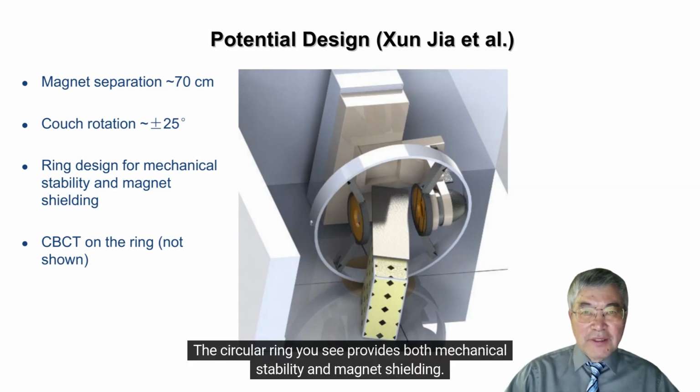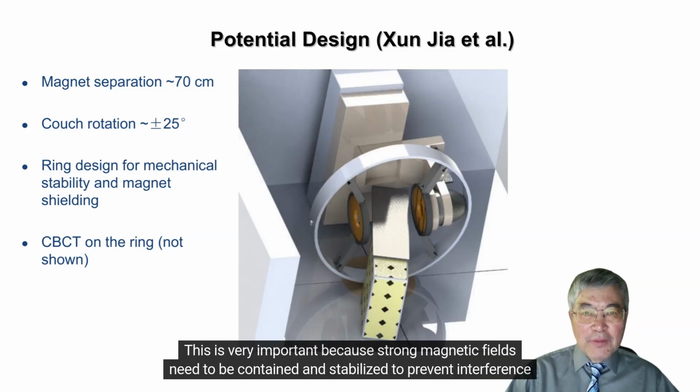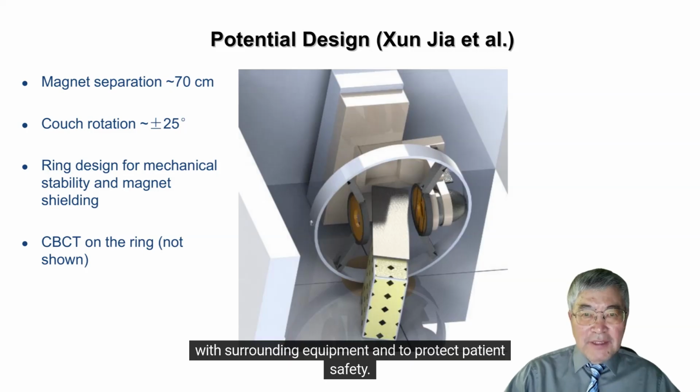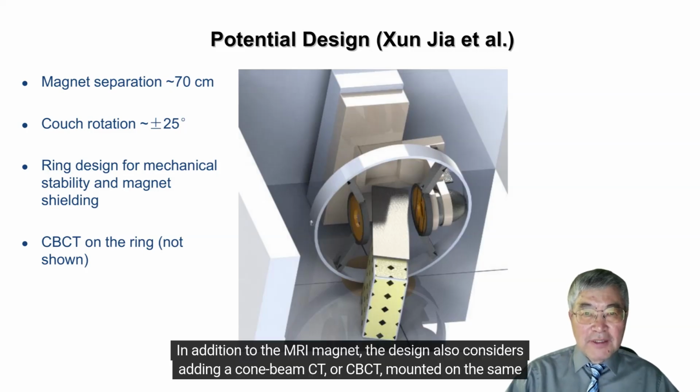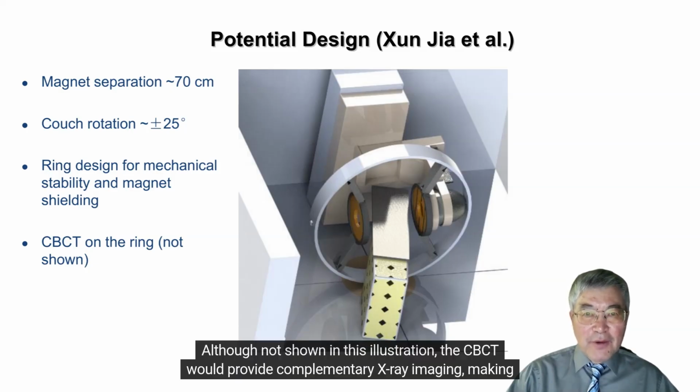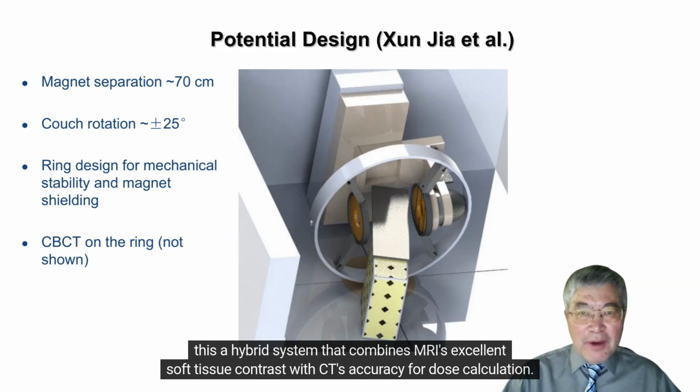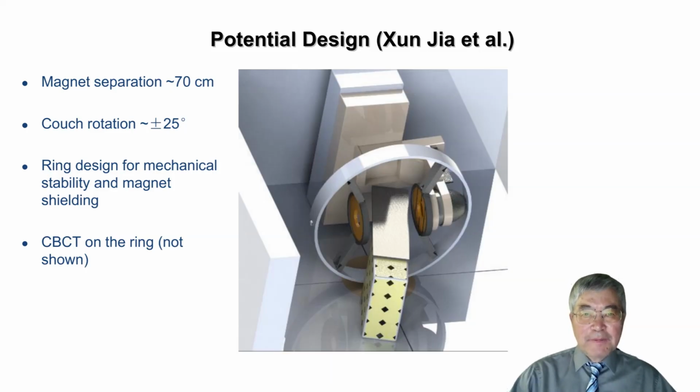The circular ring you see provides both mechanical stability and magnet shielding. This is very important because strong magnetic fields need to be contained and stabilized to prevent interference with surrounding equipment and to protect patient safety. In addition to the MRI magnet, the design also considers adding a cone beam CT, or CBCT, mounted on the same ring. Although not shown in this illustration, the CBCT would provide complementary X-ray imaging, making this a hybrid system that combines MRI's excellent soft tissue contrast with CT's accuracy for dose calculation.